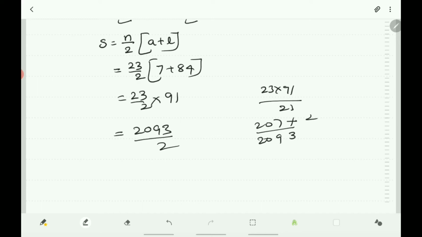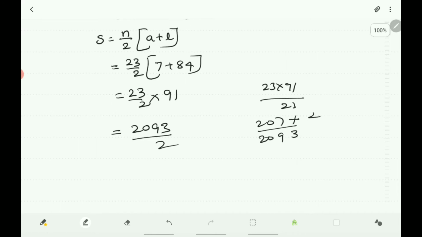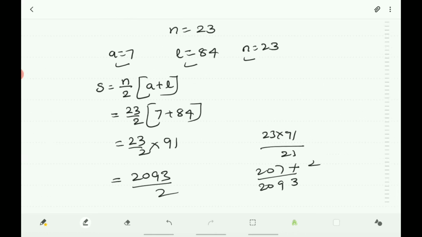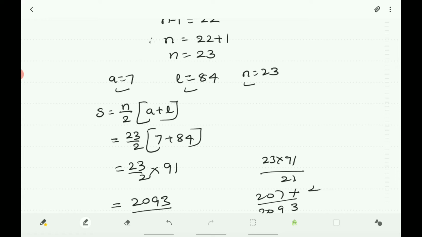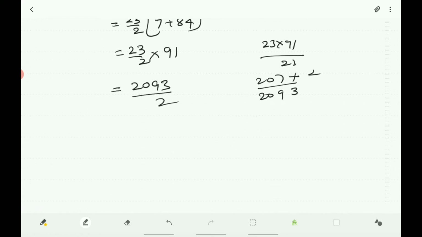It becomes 2093 by 2. That is the sum of the first 23 terms of the given AP.